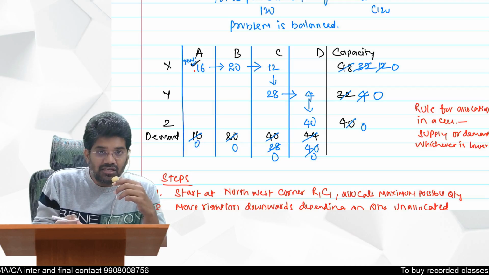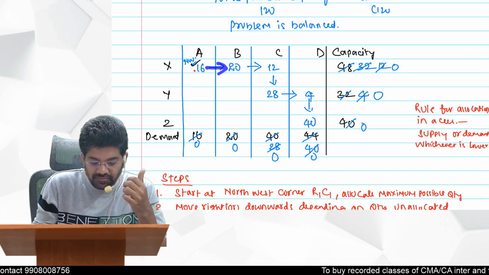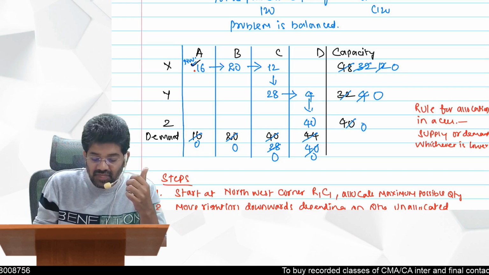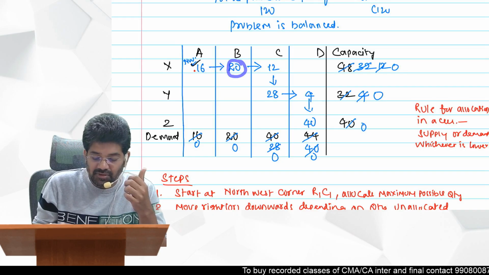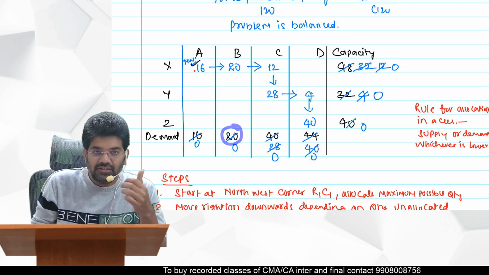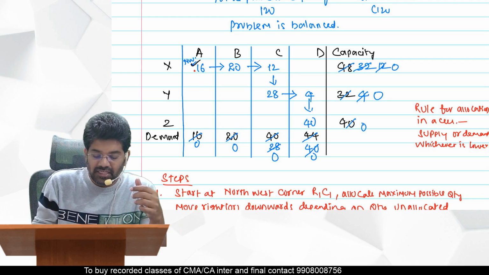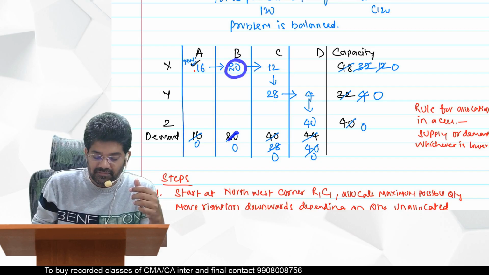Now if it is not 0, we would have come downwards only. Now on the right side we have to move to the next cell. Here, how much can we allocate maximum? Here we have 32, here we have 20. So whichever is lower, again the same logic. The maximum I can allocate here is 20.